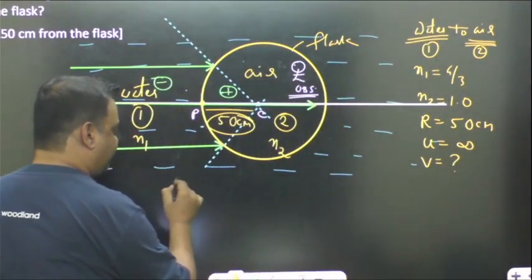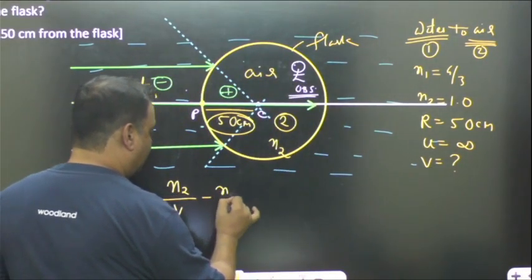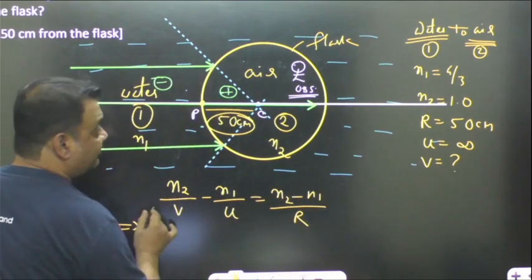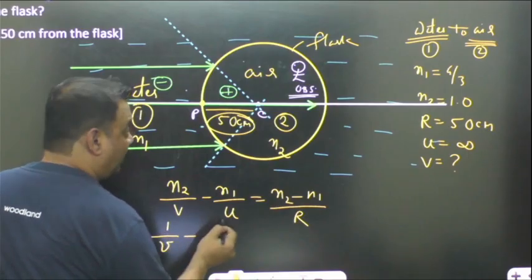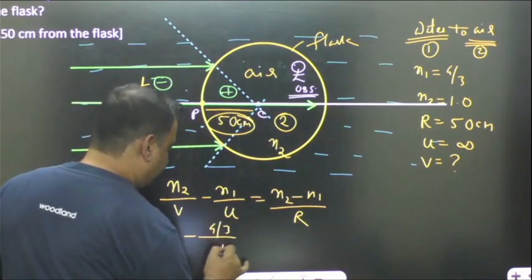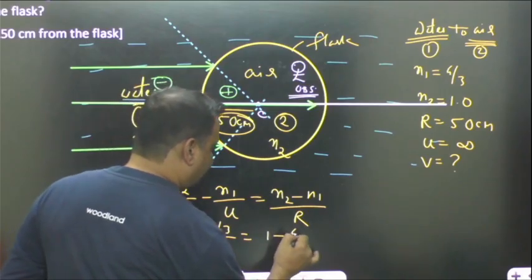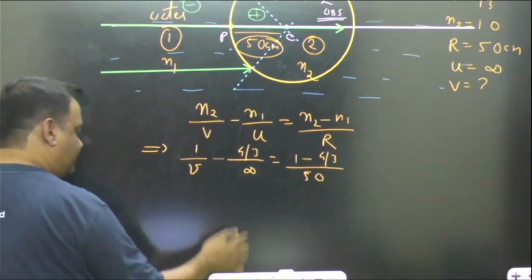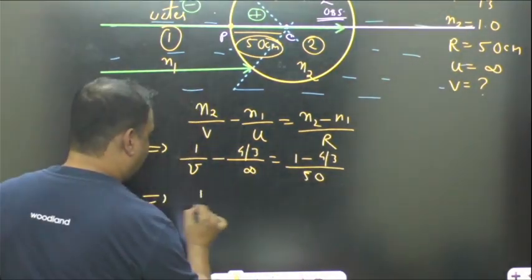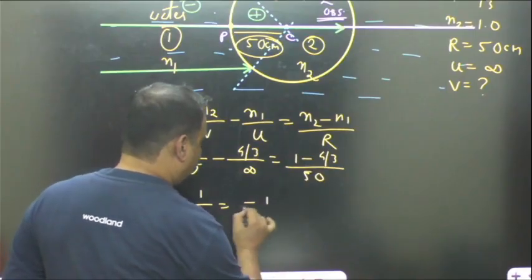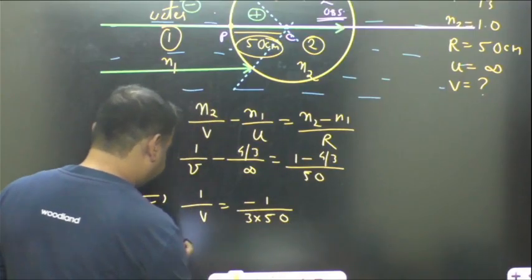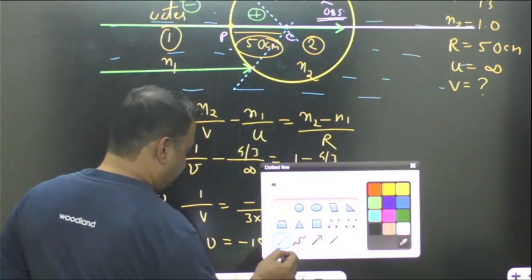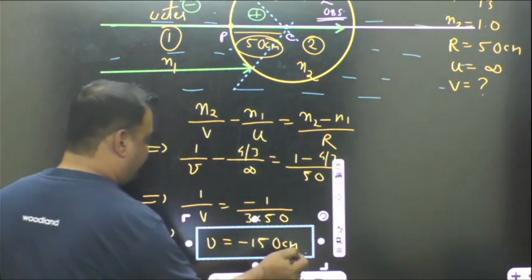Now v, we don't know. Now apply the curved surface refraction formula: N2 by v minus N1 by u is equal to N2 minus N1 by R. So what will you get? N2 is 1, so 1 by v minus 4 by 3 by infinity is equal to (1 minus 4 by 3) by the radius of curvature, that is 50. Now 1 by infinity approaches 0. So you will have 1 by v equals minus 1 by 3 into 50. If you cross multiply, v will be minus 150 centimeter, isn't it? So you are getting v as minus 150 centimeter.